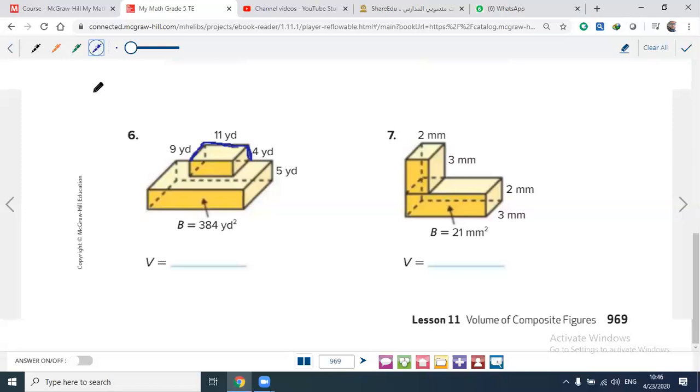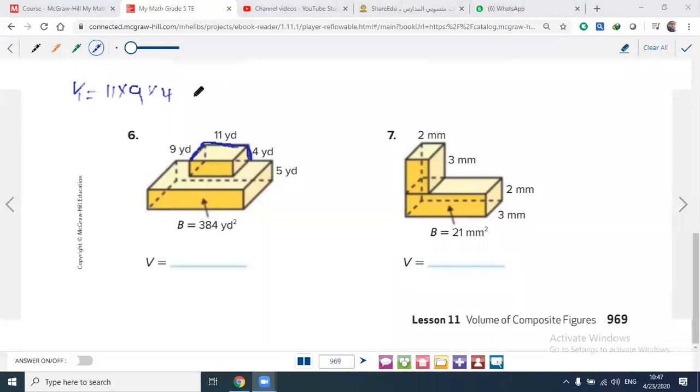So I have to find volume 1, or the top one, which equals 11 multiplied by 9 multiplied by 4. Yes, excellent, Fawzan. 11 times 9 times 4. Oh, this is Mishari? Yes. Okay, Mishari.